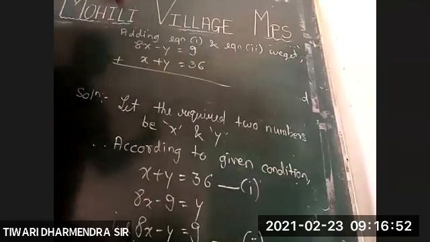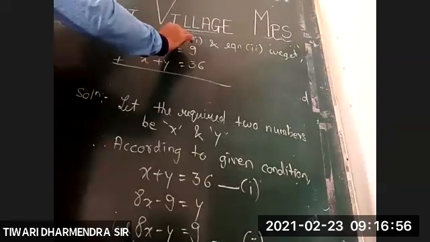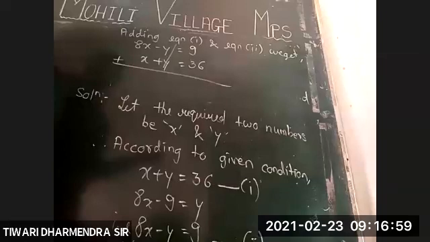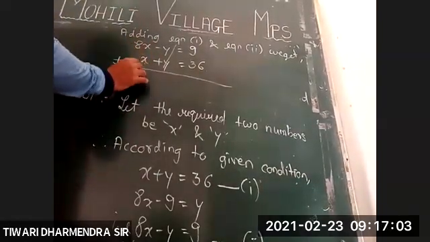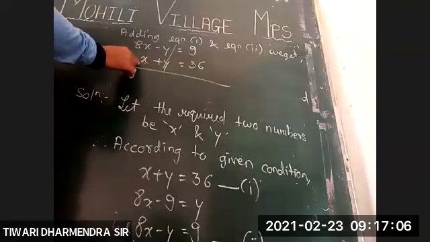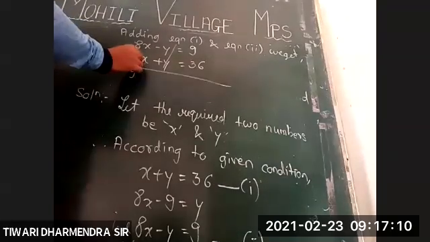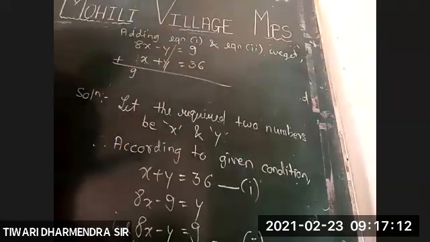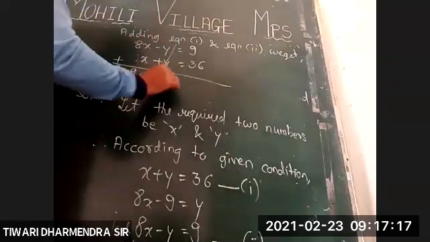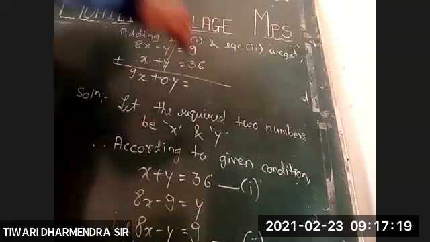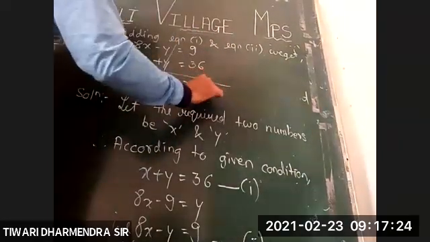Adding will not change their signs. The sign will remain as it is. So plus y minus y gets cancelled. 8x plus 1x is 8 plus 1, which is 9. There is no coefficient present with x in the second equation, and if none is present, we assume it to be 1. So 8 plus 1 is 9. 9x plus 0 into y is equal to 36 plus 9, which is 45.